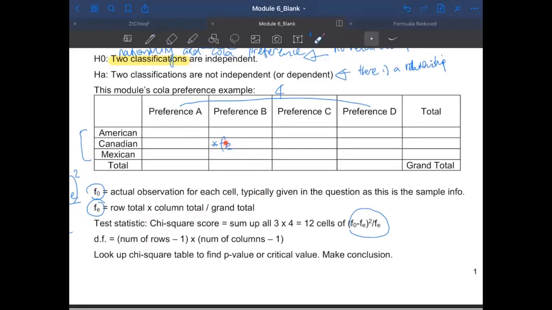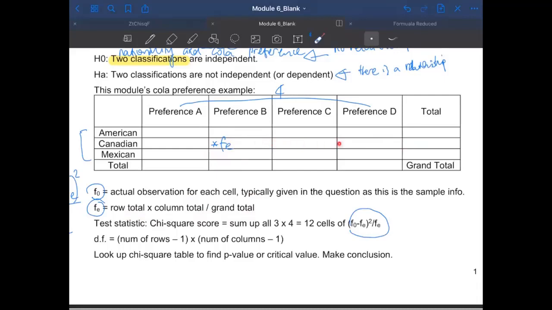Or maybe someone is going to help me. How to calculate the FE then? Who wants to give it a try? It's going to be row total, column total, divided by grand total. So what is the row total? Where is the row total? Where is the row total? Yes? On the right side of the Canadian thing. Yeah. Right here, right? Okay, so this is the FE.